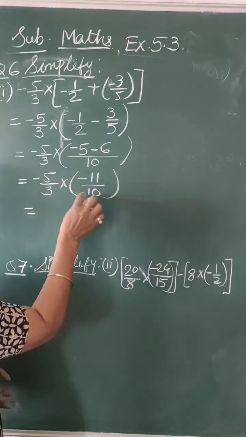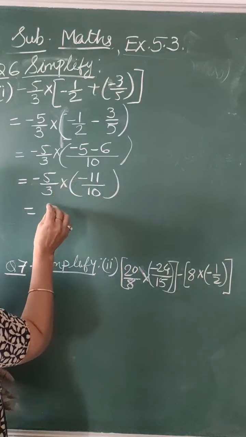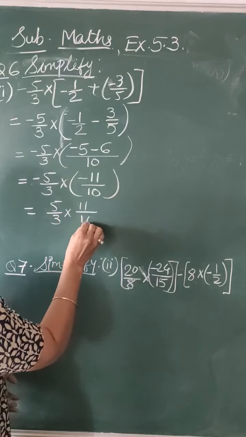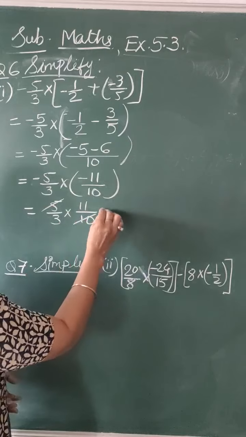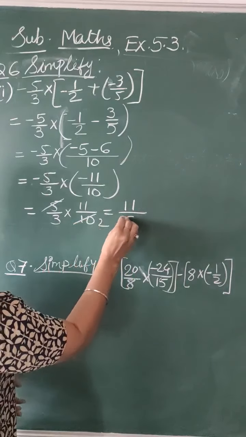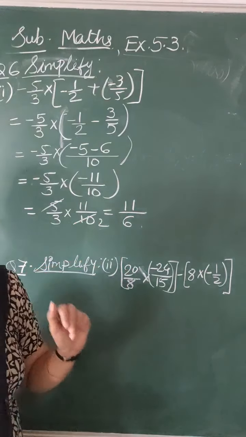Now children, a single term is there in the bracket. Remove the bracket and simplify. Minus into minus is plus. So just write 5 by 3 into 11 by 10. And 5 2s are 10. So what is the answer we are getting now? 11 by 3 into 2, that is 6. 11 by 6 is the answer.